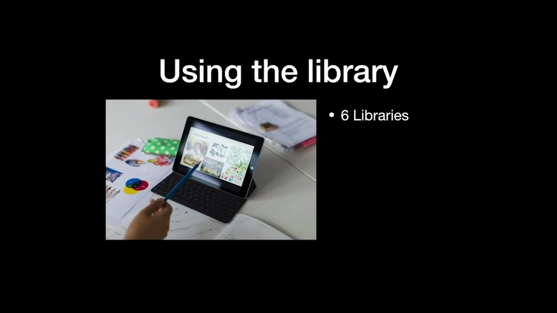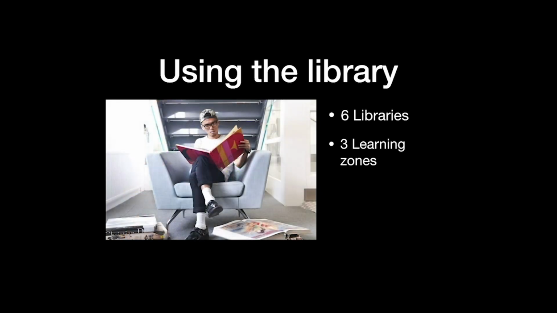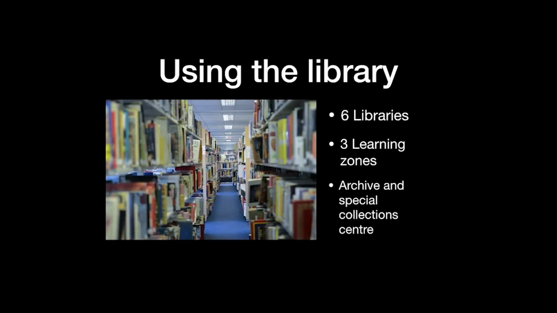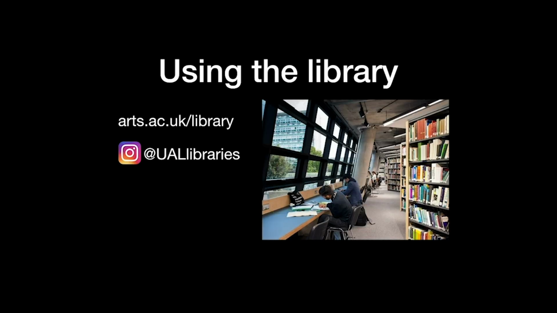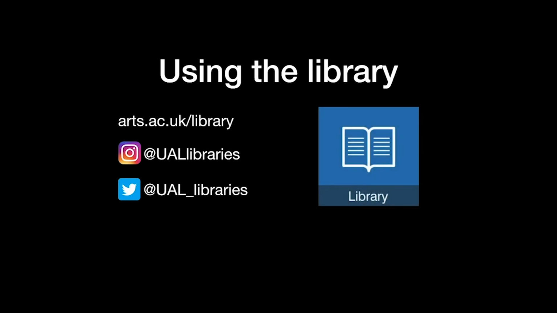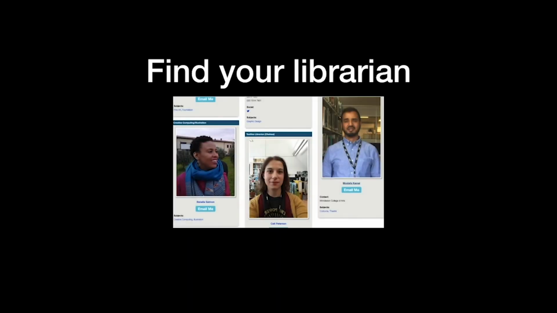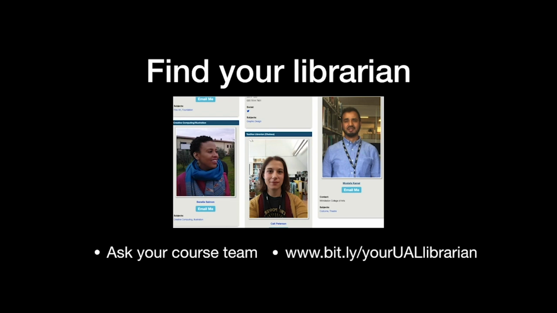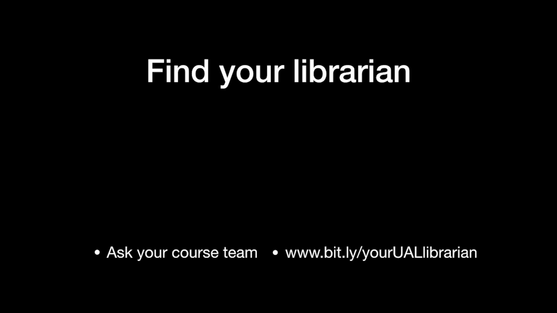As a student at UAL, you can use 6 libraries, 3 learning zones, and an archives and special collections centre. Book a study space online or use the reservations click and collect system to borrow from any library. Find out more on the library web pages or follow us on social media. All courses also have a dedicated librarian to support them. Your librarian works closely with your course to prepare reading list material. They can help you find resources for your research and also support you with referencing. Contact them for email support or to make a one-to-one face-to-face video booking.